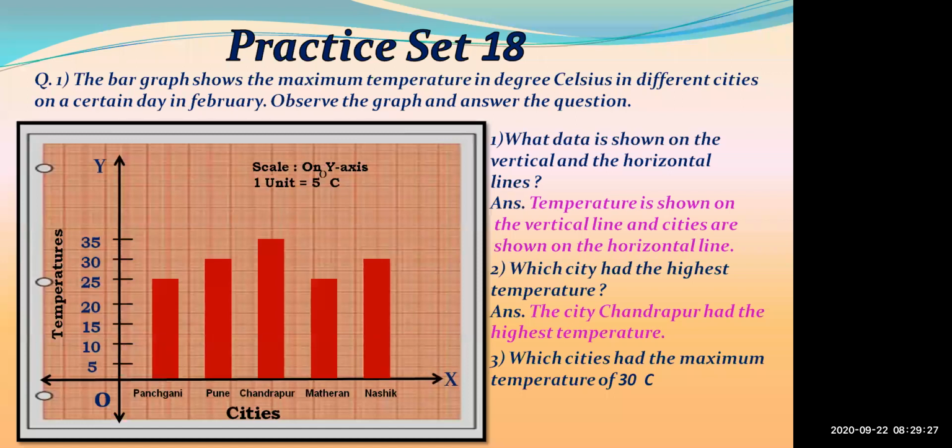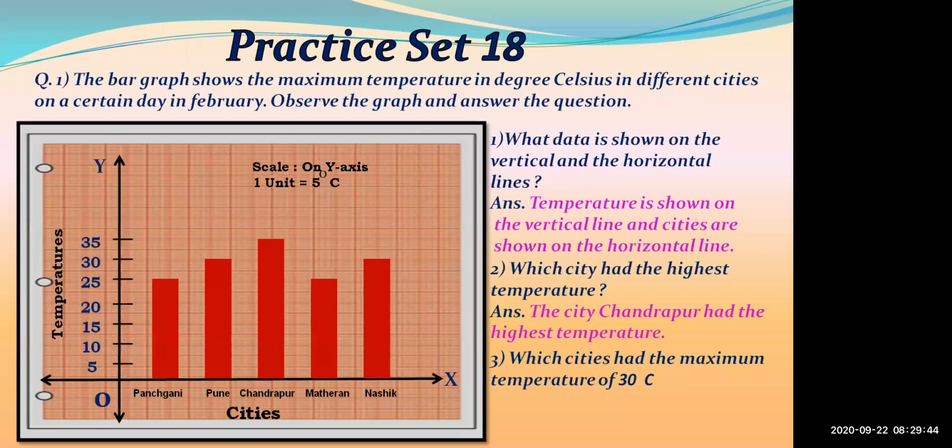You can see in this bar graph, which city is having 30 degrees Celsius temperature? Matheran. No dear, Matheran is not having 30 degrees. It is showing 25. Pune. Yes, Pune, correct.